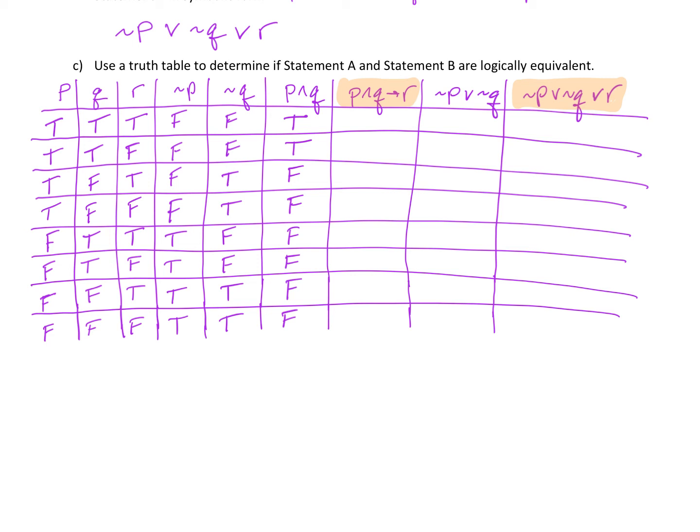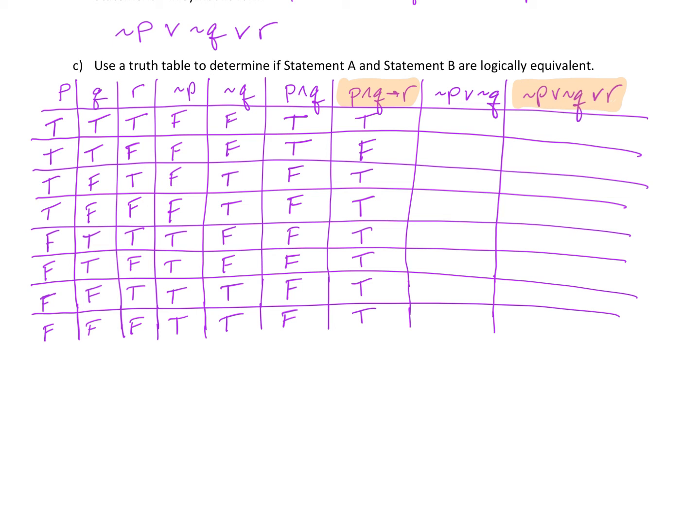So here I have true and R is also true. So that's true. But here I have P and Q is true, but R is false. That's the only place in this whole column where P and Q is true, but R is false. So that's my only false. Everything else is true for an implication. The only way an implication can be false is if the if part is true and the then part is false.